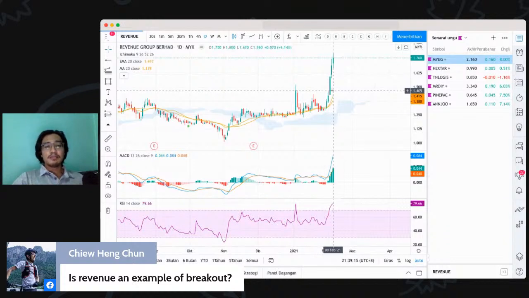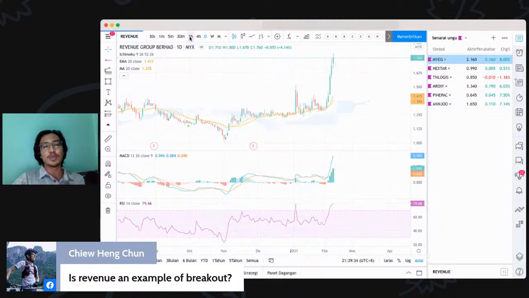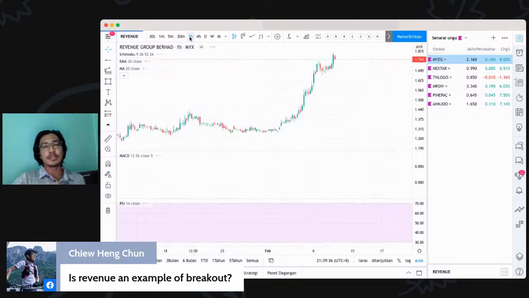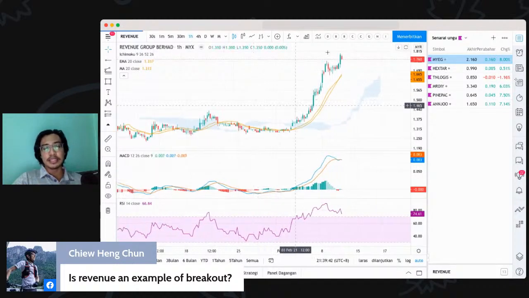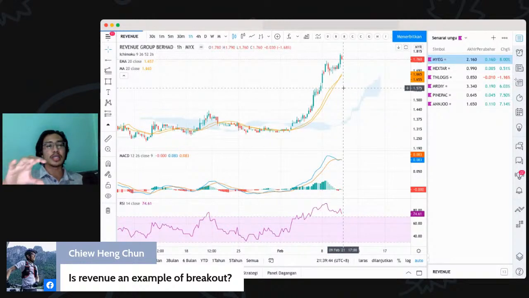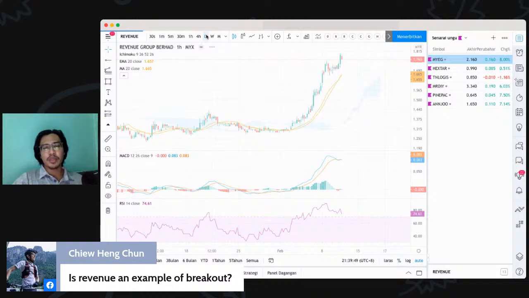I actually got a question from my student also on revenue. I said that the price can go higher, but if you want to be safe, wait for a retracement to enter. This retracement I refer to is a small candle, a small range, because at least if you see a retracement, you can see a trading range, compared to using a daily candle, for example.